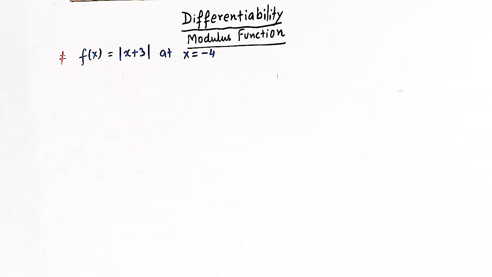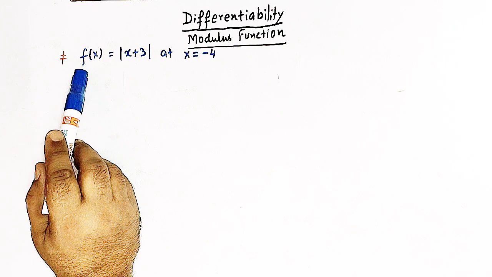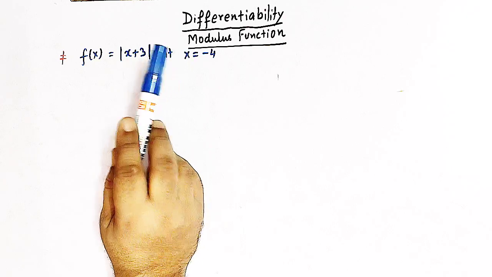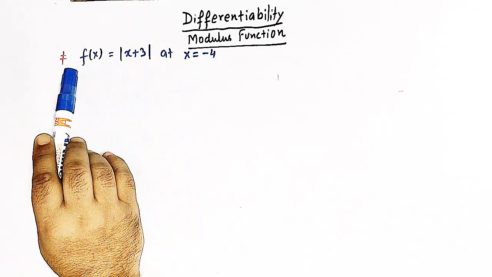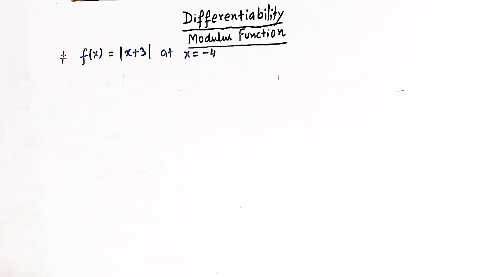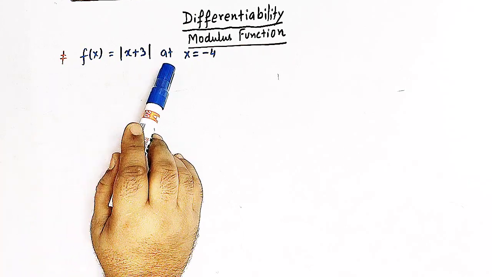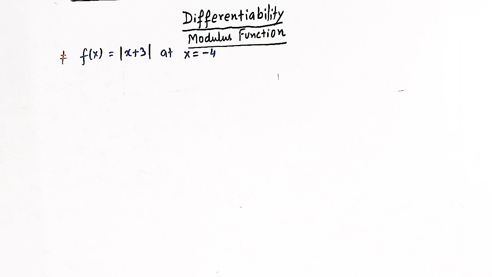Hello viewers, in today's session we are going to discuss one important and conceptual problem from differentiability of functions. In this class we are going to discuss the differentiability of this mod function, that is f of x is equal to mod of x plus 3 at this point, that is x is equal to minus 4.